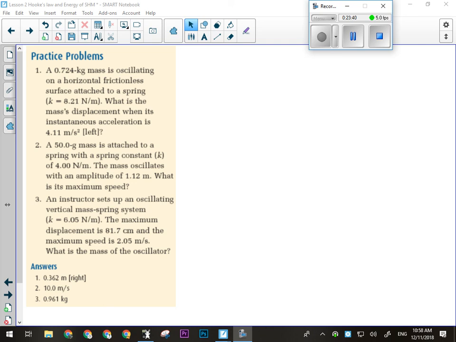In question number 1, essentially I've got a mass on a spring, but it's on a frictionless table. So it's oscillating back and forth horizontally. Gravity is not a factor because it's on a table. We're told the table's frictionless, so friction's not a factor. What's the only force acting on that mass?